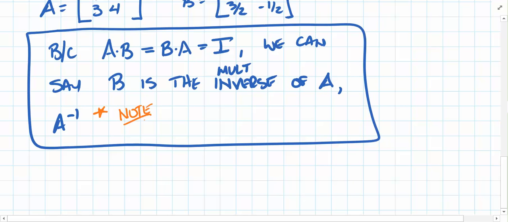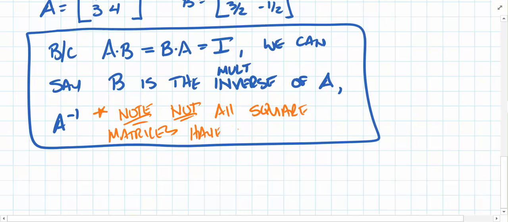Not all square matrices have multiplicative inverses. Not all of them have multiplicative inverses, okay? It's not a guarantee that they all will. If they do not, the special name that we use for it is singular.